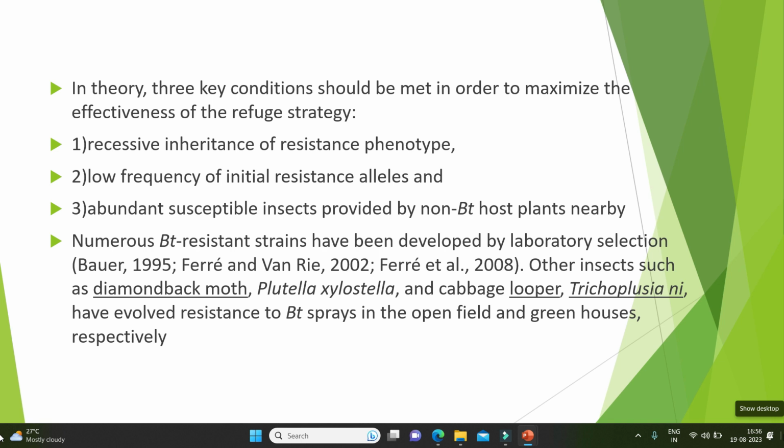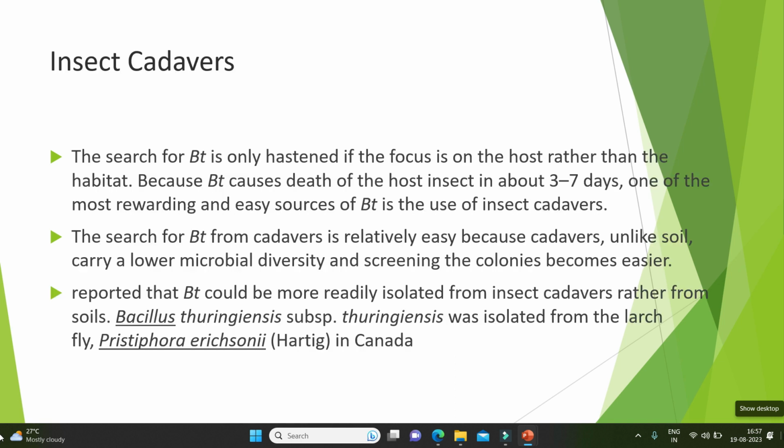BT strains have been developed by laboratory selection. Other insects, such as the diamondback moth and cabbage looper, have evolved resistance to BT sprays in open fields and greenhouses respectively. It is widely used as a bioinsecticide to control infestation of butterfly caterpillars also. Caterpillars eat the spores sprayed on the plants and get killed. BT produces an insecticidal protein during sporulation, which stops the caterpillars from damaging the leaf.